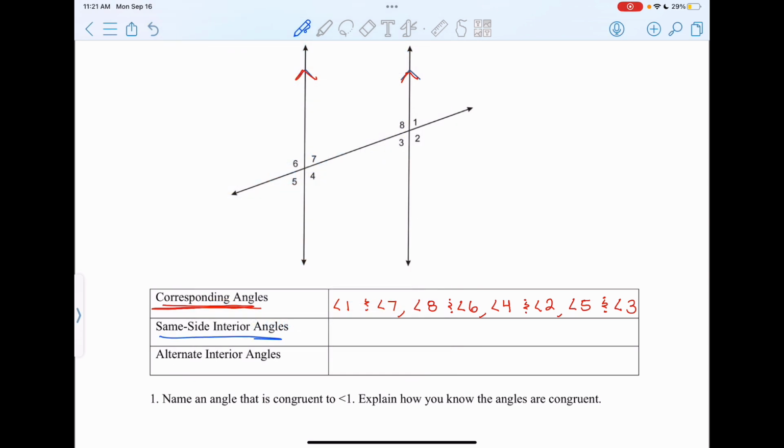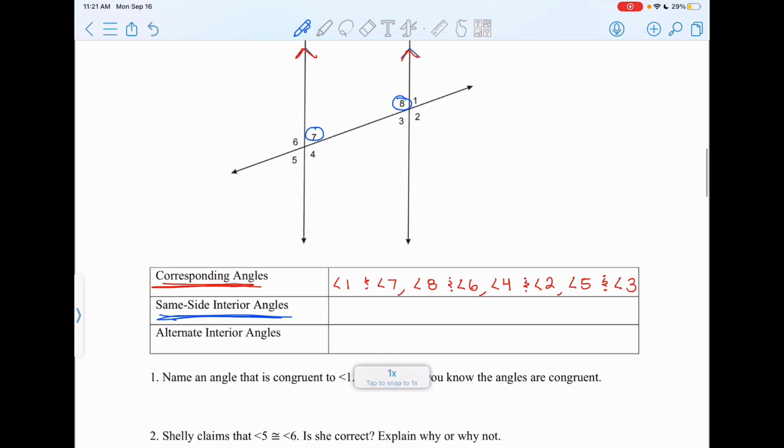Next, I want to find my same side interior angles. Same side interior angles are angles on the same side of the transversal and both inside the parallel lines. So for example, 7 and 8. They are both in the interior and on the same side of the transversal. And also 4 and 3.